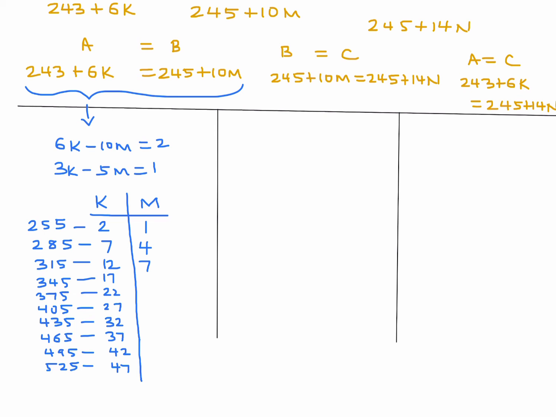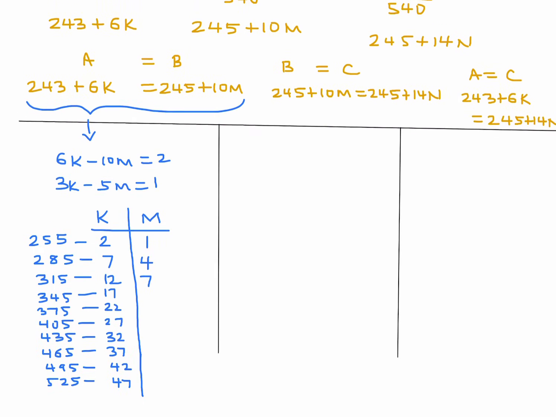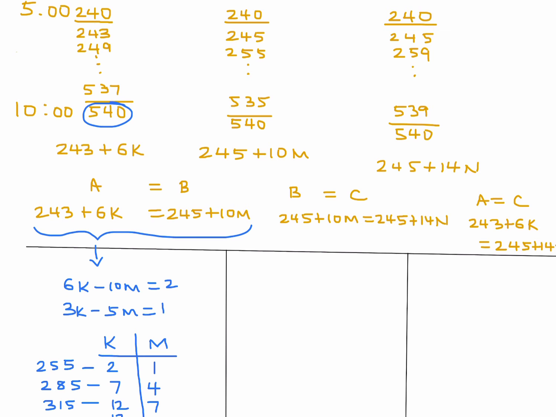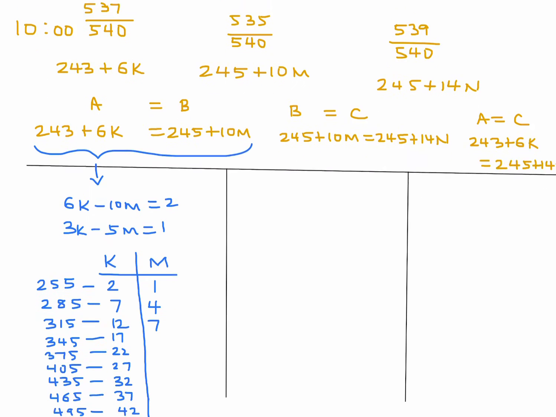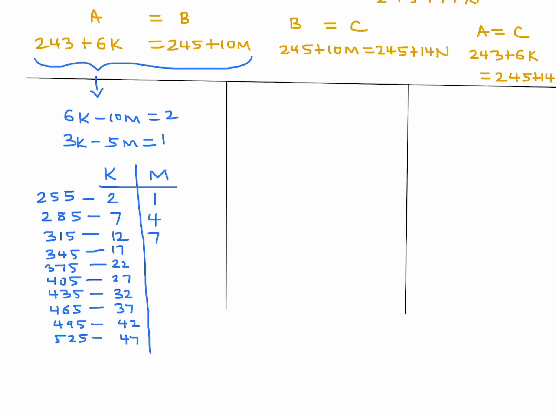So how many did I get? Because if I go another 30, I'll be at 555, and that goes above my boundary, which was 540. So I got to stop at 525. All right, so how many did I get here? 1, 2, 3, 4, 5, 6, 7, 8, 9, 10. All right, 10 times that bus A meets bus B.